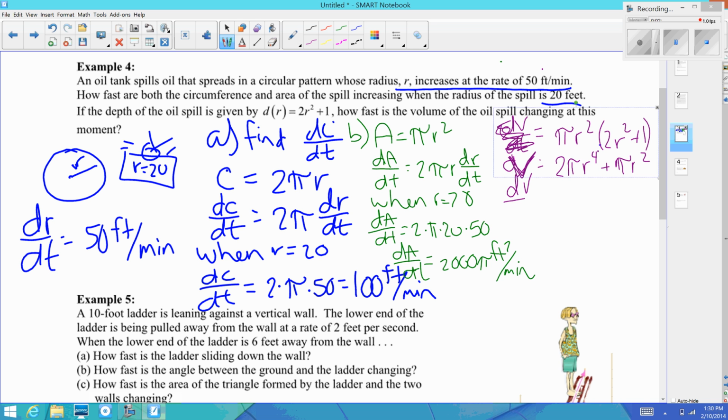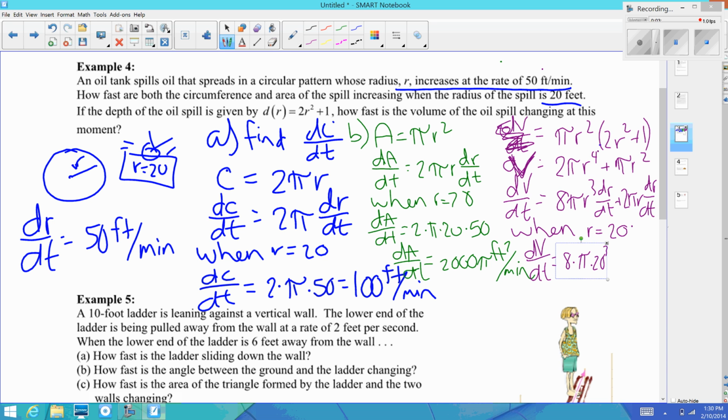Now we take the derivative. dV/dt equals 8 pi r cubed dr/dt plus 2 pi r dr/dt. All right, so at that snapshot moment when r equals 20, dV/dt equals 8 times pi times 20 cubed times 50 plus 2 pi times 20 times 50. Okay, putting that all together, you can simplify that, and that would be cubic feet per minute.